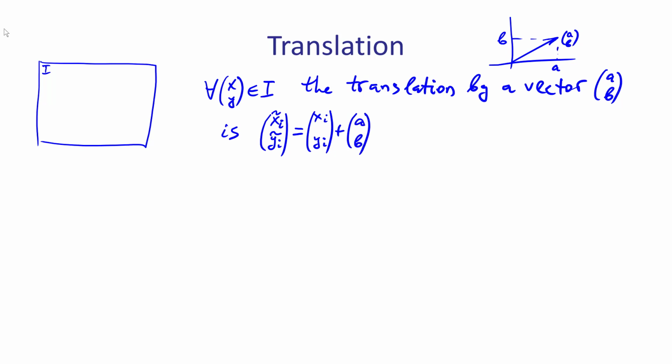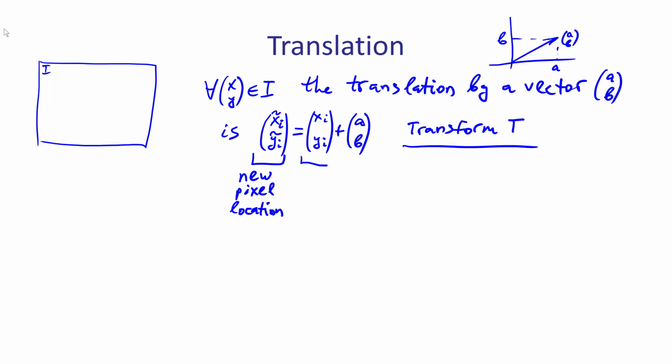So this is transform T, or translation. Again, this is the new pixel location. This is the old location of that pixel, and this is the translation vector.